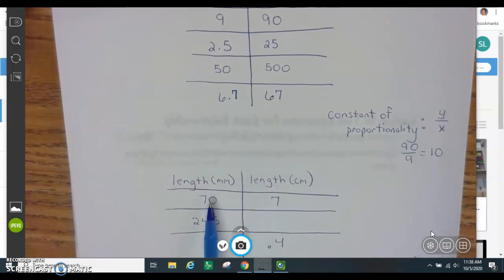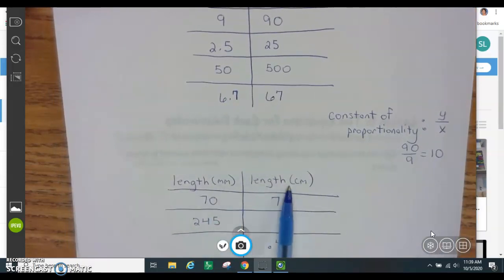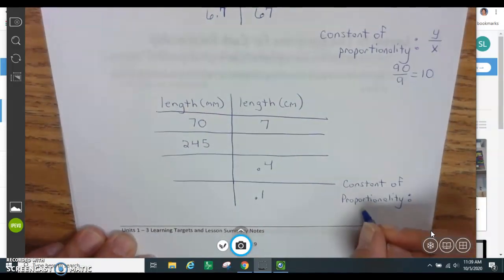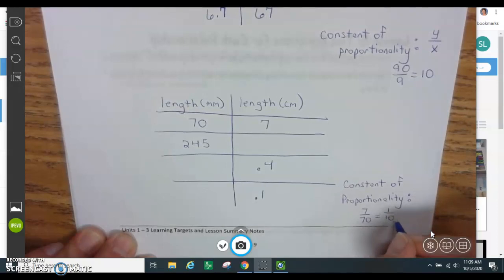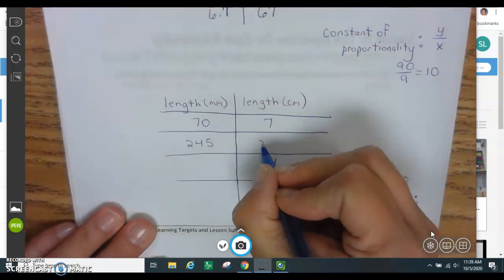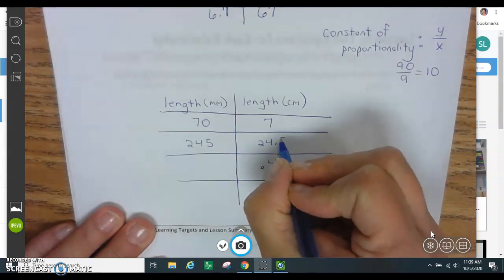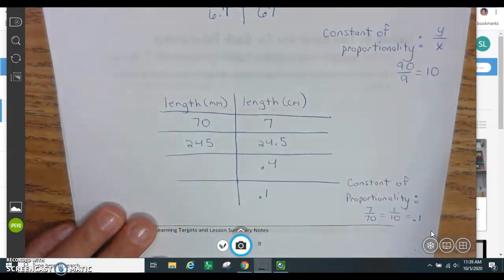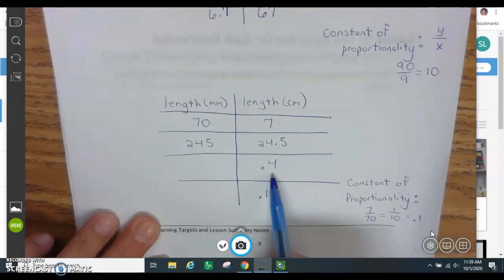Now remember, when you go from millimeters to centimeters, we have 70 millimeters, we only have 7 centimeters. When I find that constant, now it is 7 over 70, which is the same as 1/10, or 0.1. So I'm going to take, in your calculator, 245 times 0.1, and that would give me 24.5 centimeters.